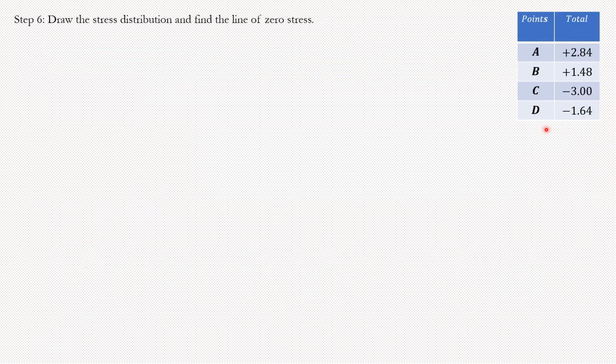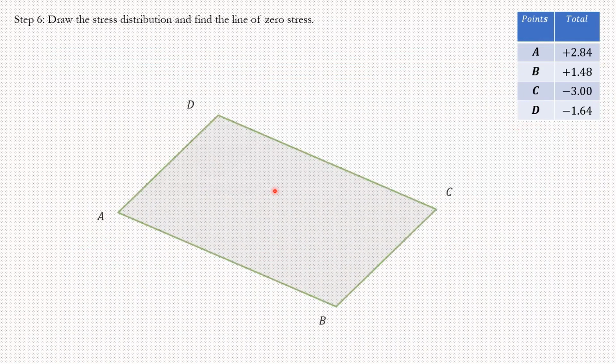Now that we have all of our stresses together, we can just draw the stress distribution and the line of zero stress. So in this case, I'm just going to draw my cross section, A, B, C, D, and I'm going to say, okay, I have my tension. You see, I'm just pulling from the cross section, pulling it down like that. So that is tension, 2.84, that is A. For B, I have 1.48 positive, that's again tension. So I'm pulling again, and you can see the magnitude is a little bit smaller, but I'm still pulling down.